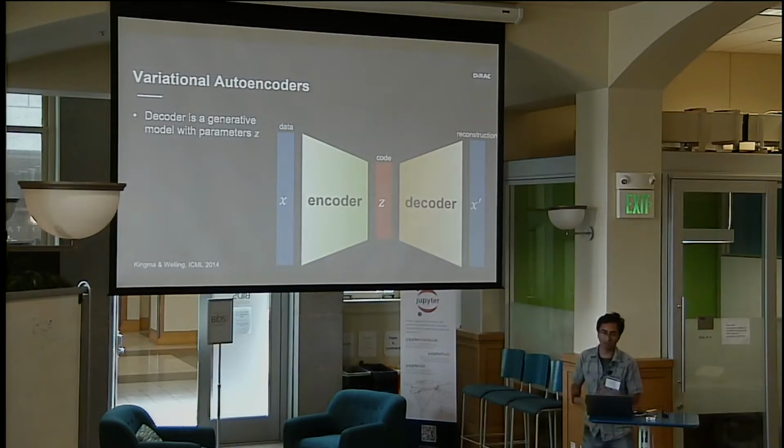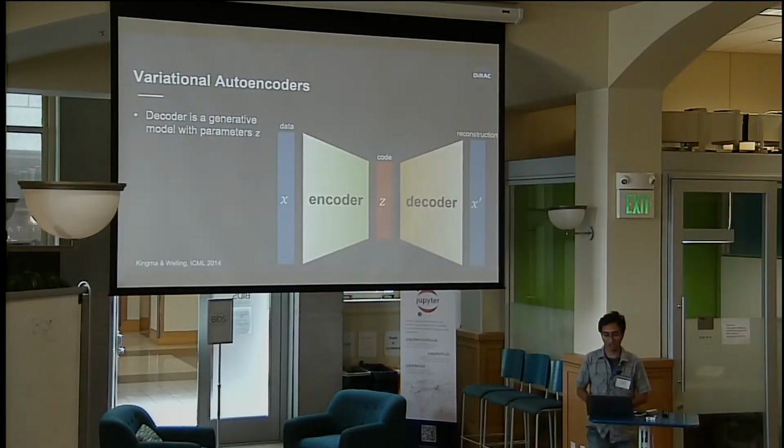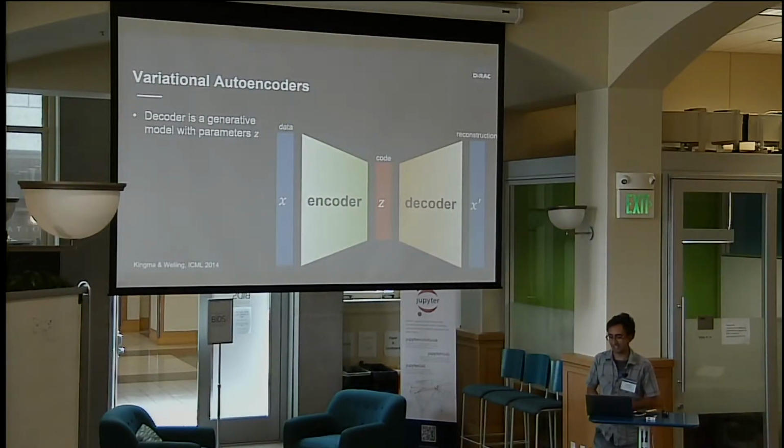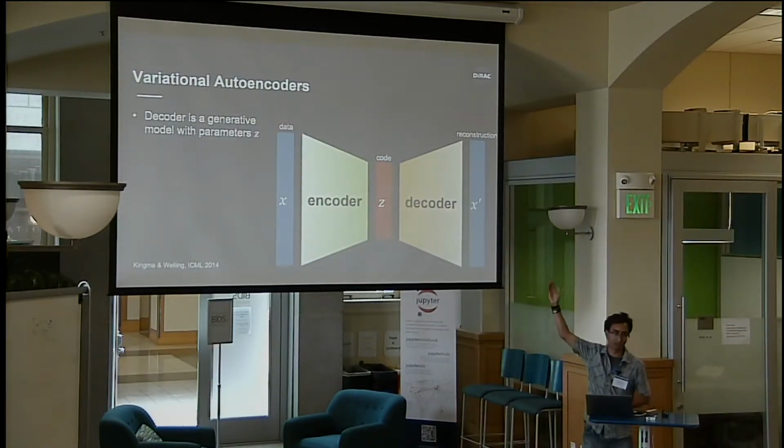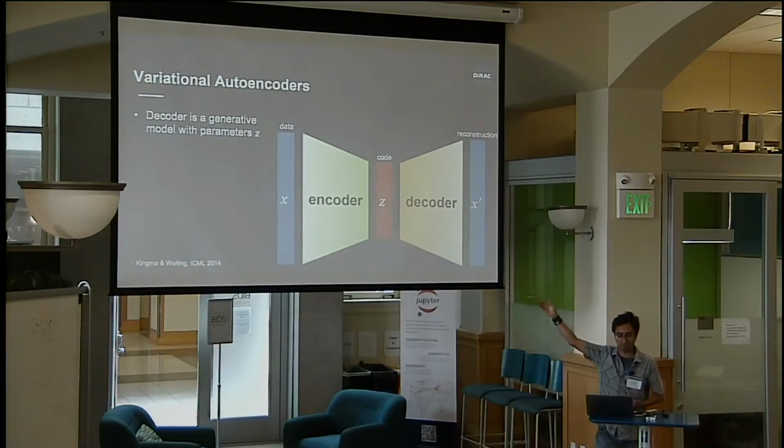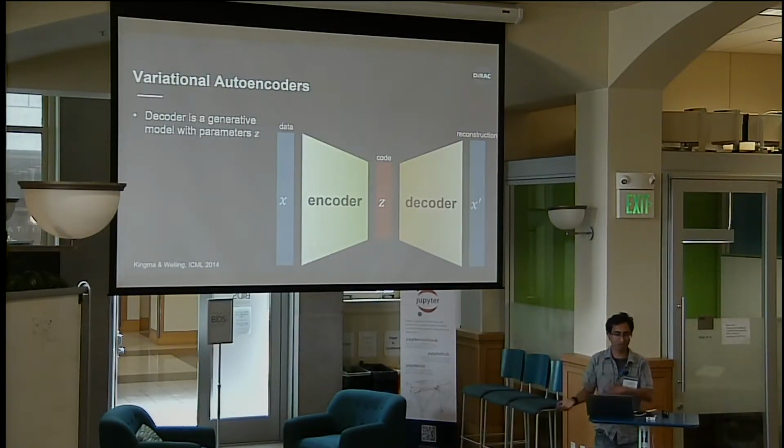One flavor of autoencoder is the variational autoencoder. And it has a nice Bayesian interpretation that I like, where you can think of the decoder part of the network as a generative model whose latent parameters are the neurons that are in this bottleneck that I'll call Z. And so this is a generative model. You feed in parameter Z, and it spits out some spectrum X prime.